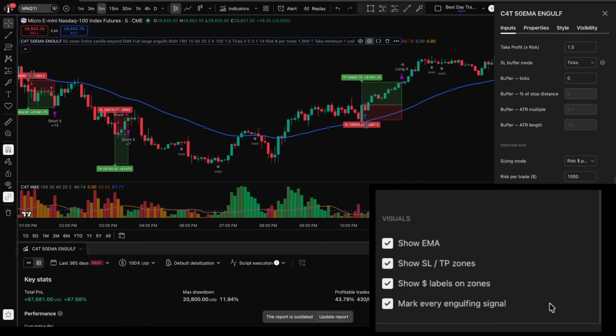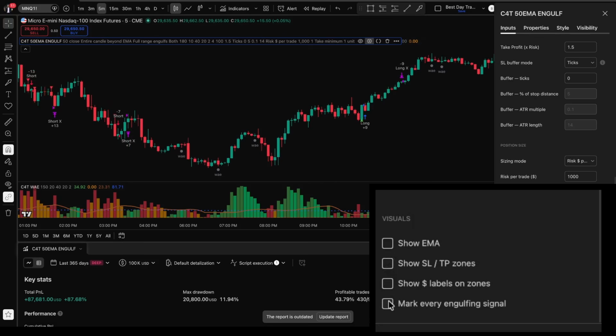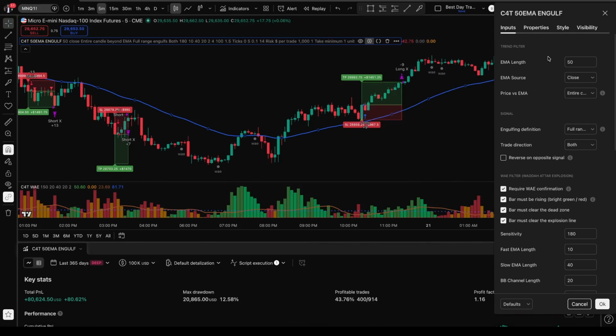This visual section down here is just for the visual take profit and stop loss with the actual amounts that you see. You can remove that if you want. This is to remove everything visually. So you can remove the EMA, the stop loss and take profit zones. You can remove the labels and you can remove the engulfing signals. As you can see, it's a little arrow at the bottom. So you can remove any of those things if you want. That is the strategy. That is the code.